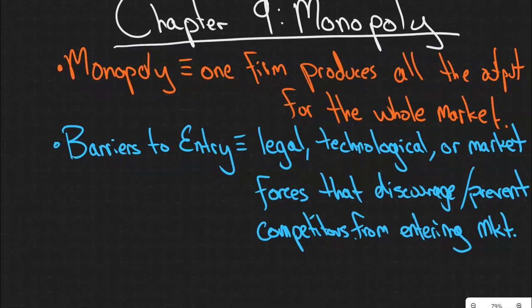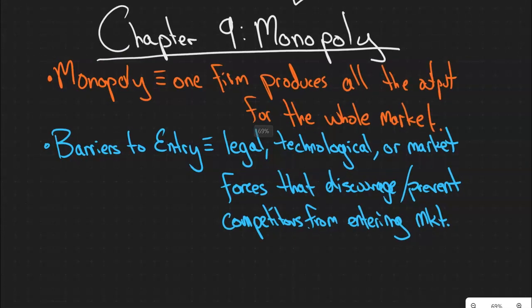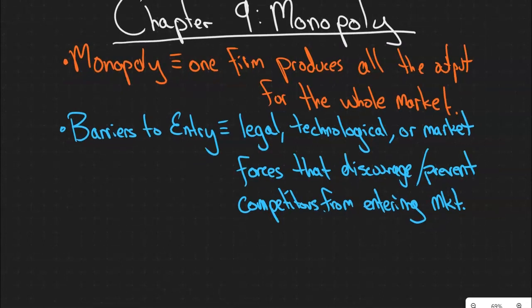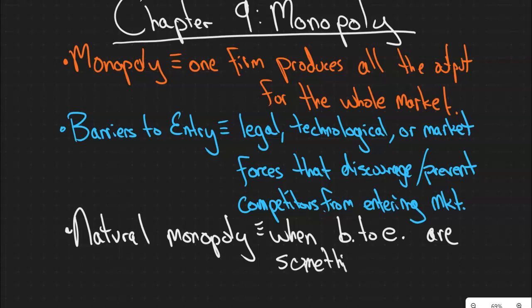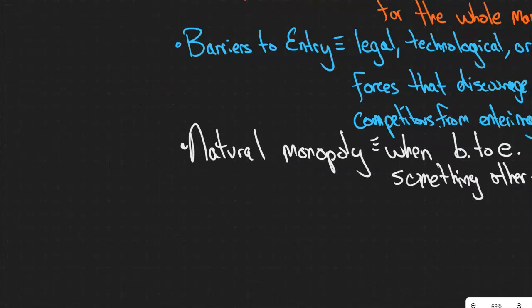Sometimes these barriers to entry have nothing to do with the government. Sometimes they have to do with the nature of the industry, right? Some individual characteristics of the industry. So when that is the case, we call those natural monopolies. And so this is when the barriers to entry are something other than legal prohibition.